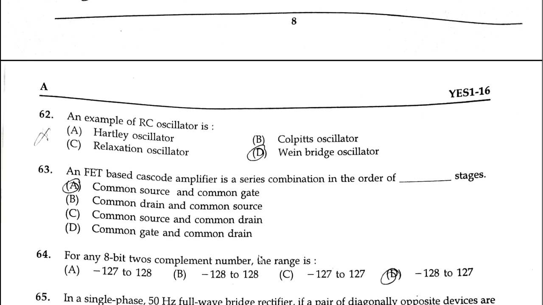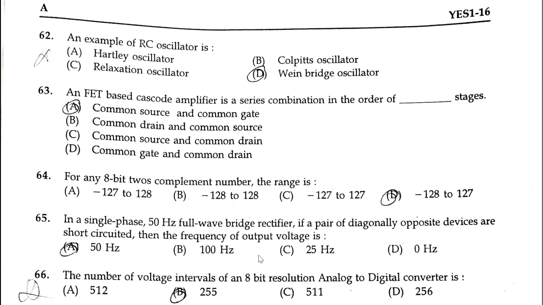Next one: an example of an RC oscillator. The options are Hartley, Colpitts, relaxation, and Wien bridge oscillators. In the phase shift oscillator, we use three RC circuit combinations. Each combination gives a 60 degree phase shift, so 3 into 60 gives a 180 degree phase shift. So 180 degree phase shift with a 180 degree amplifier gives positive feedback in oscillators.